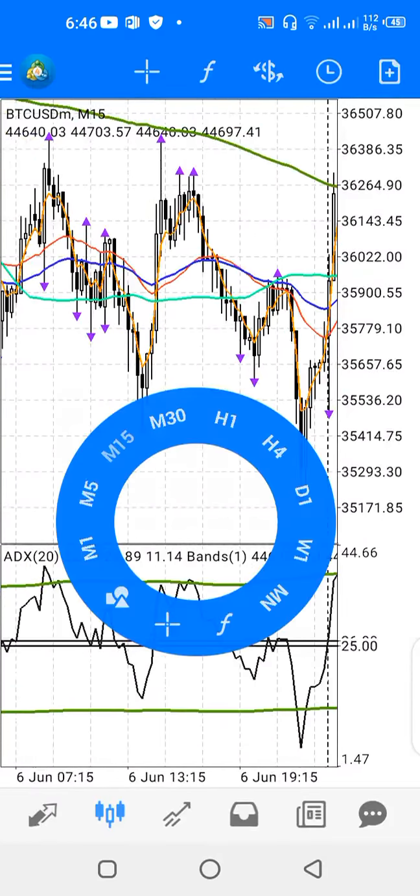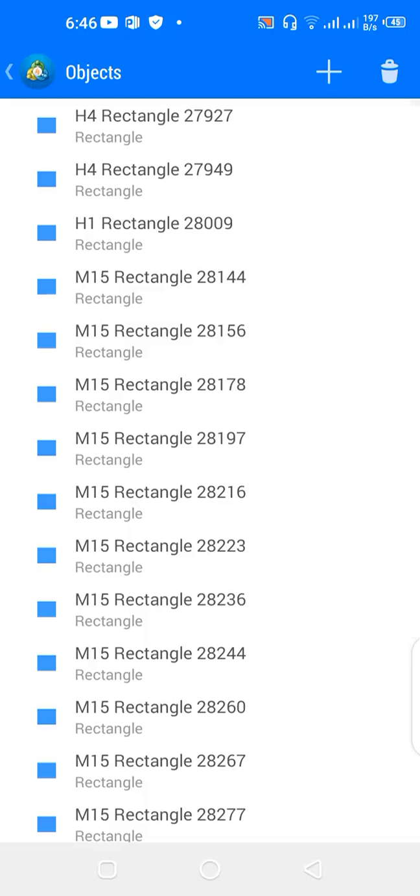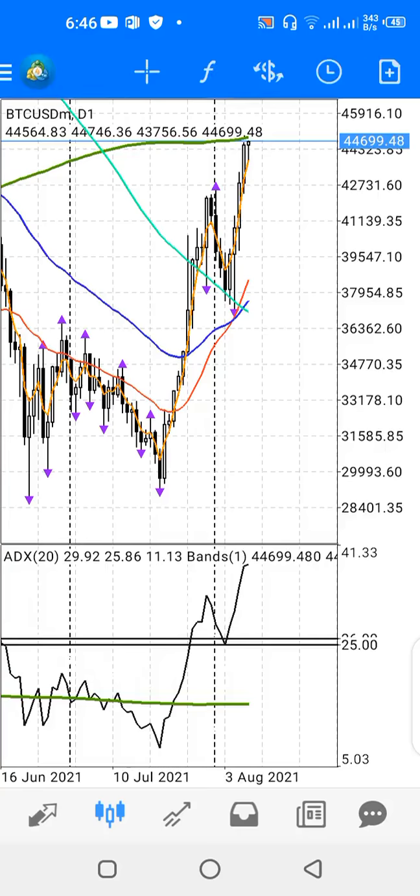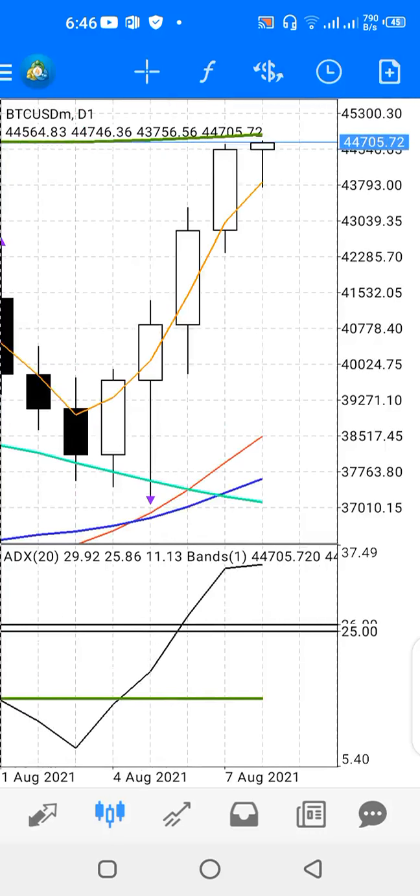Don't forget to go to the daily time frame, look at what's happening on the daily time frame. Right now on the daily time frame, price dipped for today, and you can see it has come up, leaving a shadow below. You have a long wick below, and price is still pushing up, trying to break the high of the previous day.